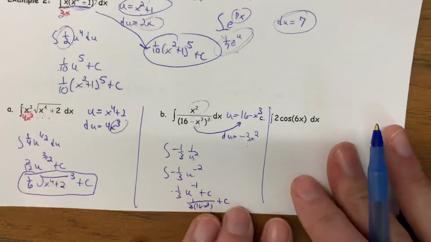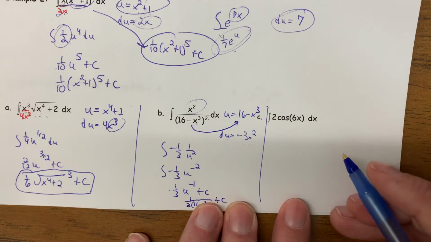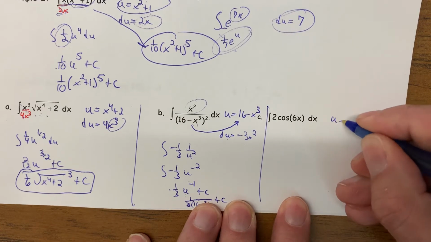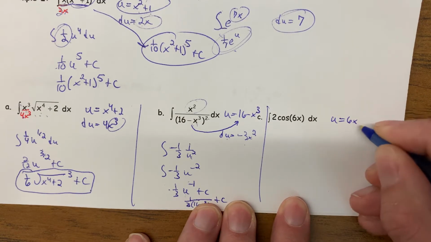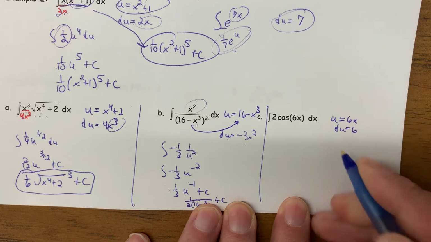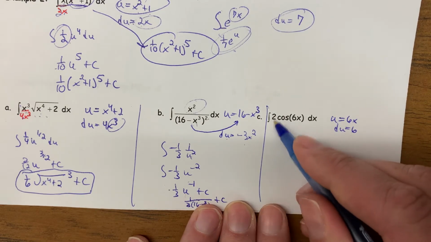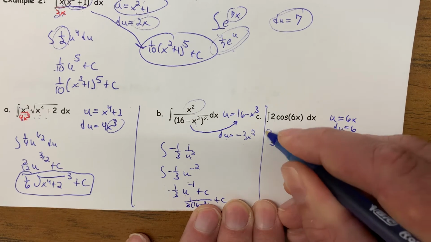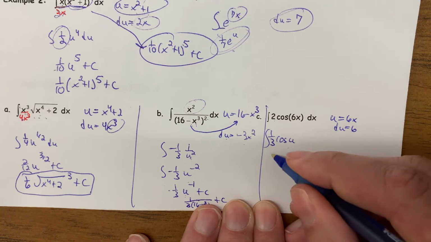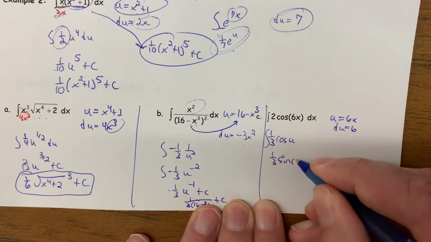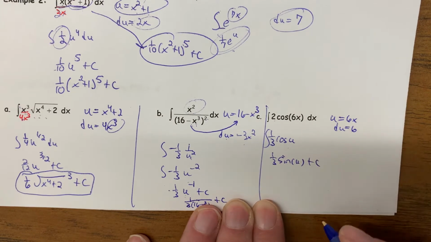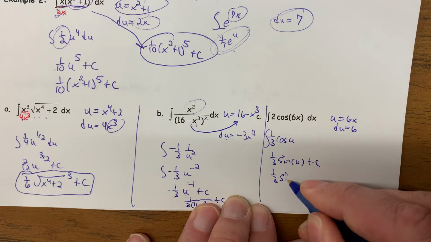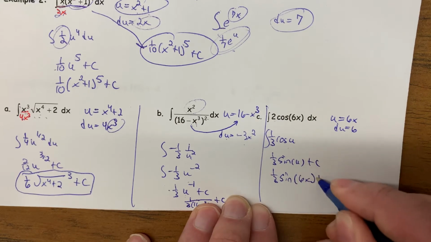Try this last one yourself. What is the antiderivative here? And hopefully we saw that u was 6x, so du is 6. We just need to divide by 6, and we'll be good here. So this is 1/6 cosine of u. We need to do that antiderivative. That's 1/6 sine of u plus c. So 1/6 sine of 6x plus c.